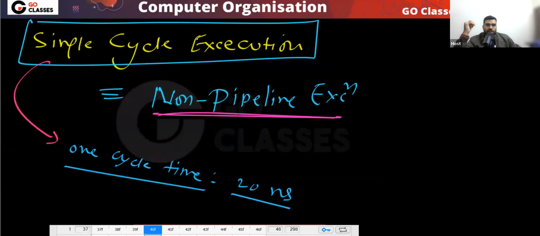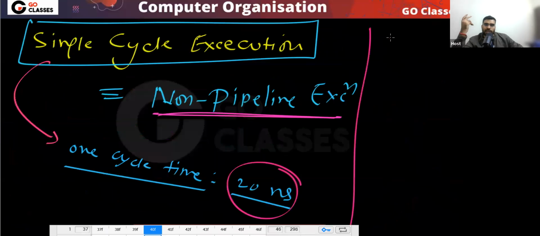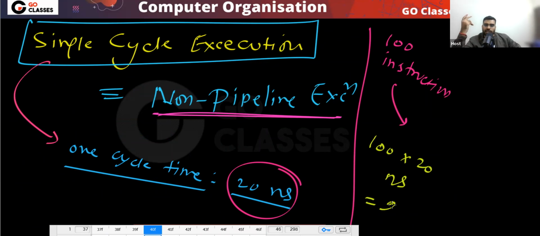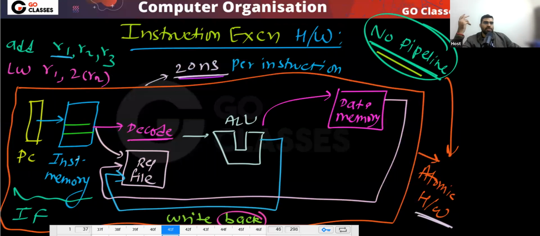Now you can notice that you have 20 nanoseconds. Tell me, if you have, for example, 100 instructions, how much time will it take? You are going to take 100 times 20 nanoseconds, that is 2000 nanoseconds. Now we are going to see what happens when you have a pipeline.